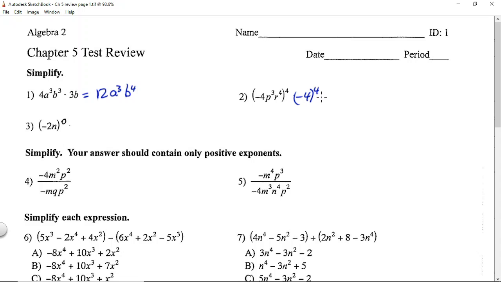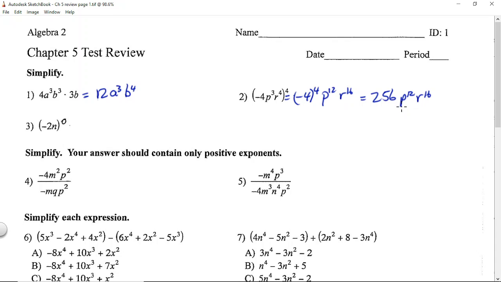So that's for the p, that's 3 times 4, which is 12. For the r, that's 4 times 4, which is 16. Okay, now we do have to further simplify it and go ahead and calculate that -4 to the fourth power. So it's a negative number, but it's raised to an even power, so the answer will be positive. And 4 to the fourth power is 256. So the whole thing looks like this: 256, p to the 12th, r to the 16th.